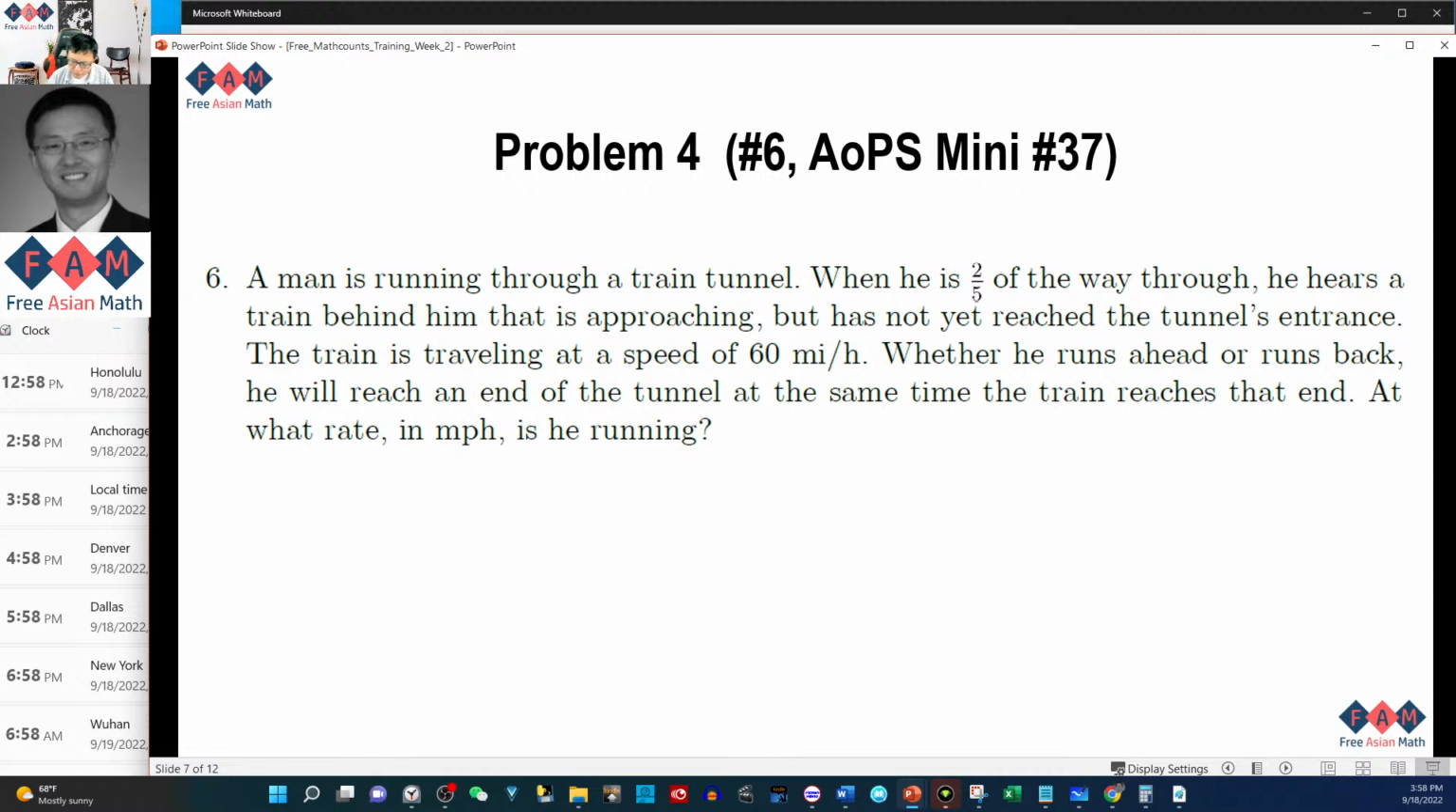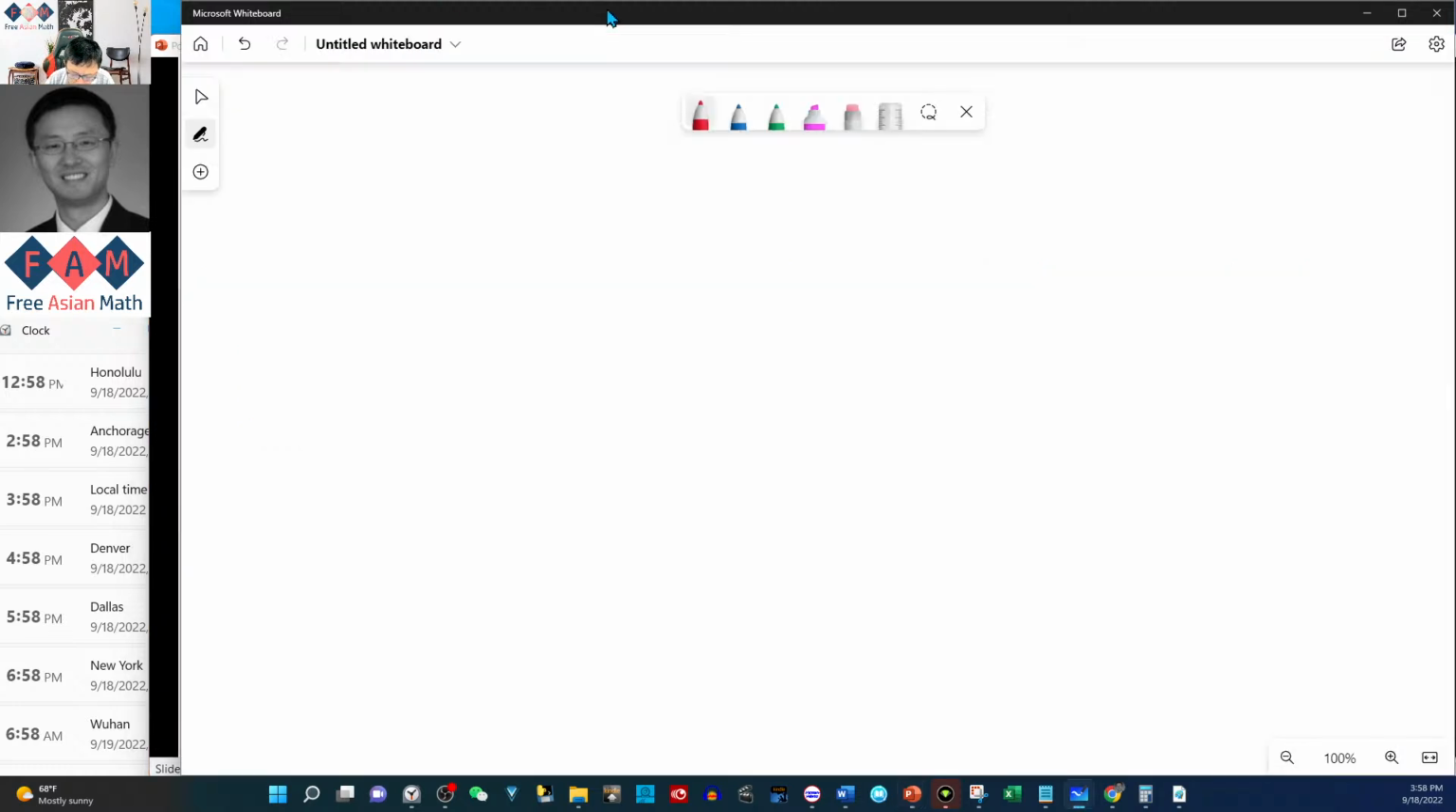So we have to draw a picture to see what is going on. So the man is running through a tunnel, and he's running in this direction.